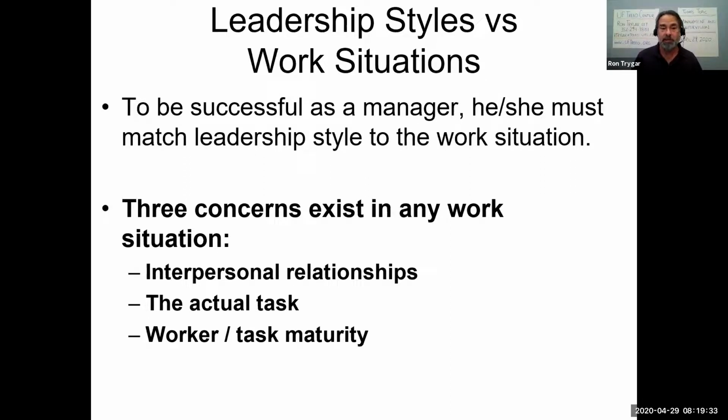So let's talk about these three conditions that exist in any one work situation. We have interpersonal relationships. That is the relationship between you as the manager and the employees, which are maybe the operators or the trainees, and their relationships with each other. Then the actual task that needs to be done, what is actually the task that we are trying to accomplish, and then the workers and task maturity. That's where we have a task that needs to be done, and how experienced are the workers at getting this task done.